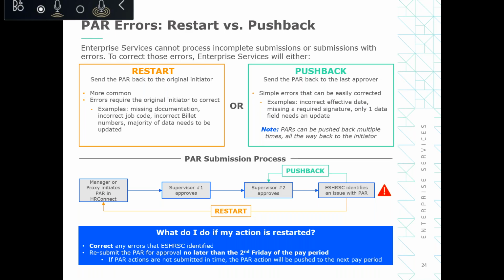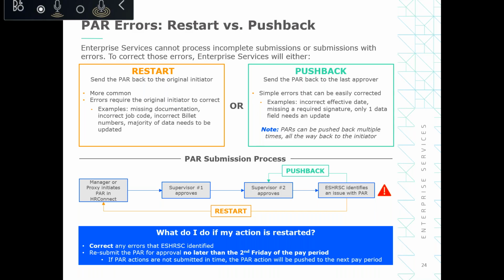We'll show you what we'll do for different situations. Restart sends the PAR back to the original initiator, potentially you. If your PAR is restarted, you should correct any errors and resubmit it for approval. Pushback function sends the PAR back to the previous approver within your work list. PARs can be pushed back multiple times all the way back to the initiator if necessary.